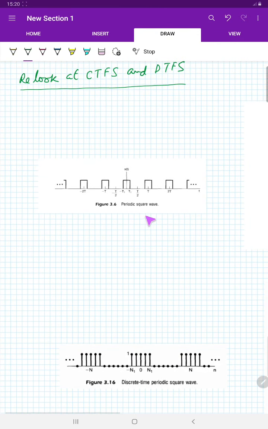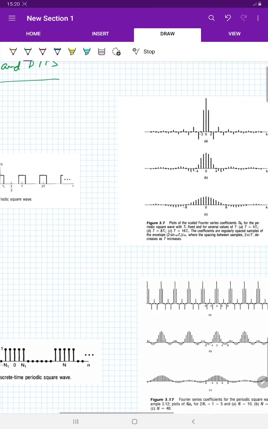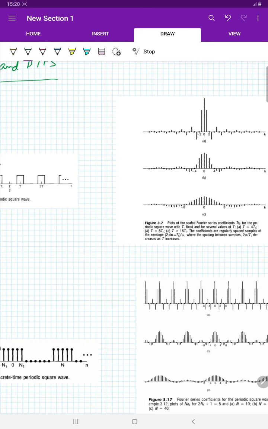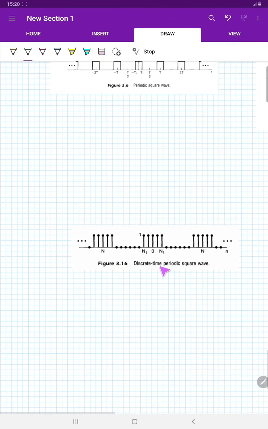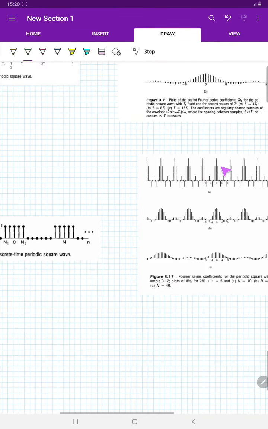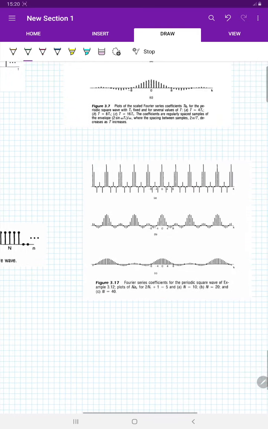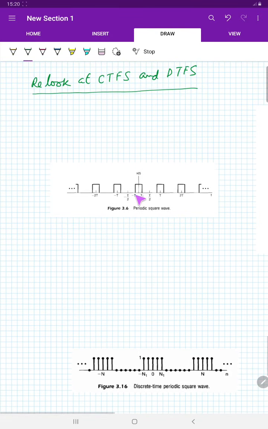So just to recap, just to highlight the difference. Again, this is the square wave example. This is the continuous time periodic square wave, and it has a Fourier spectrum like this. And this is the discrete time periodic square wave, and it has a spectrum like this. So the important thing to remember here is the fraction of how much this is the period. It's from 0 to T. This is the period. Now this T1 here represents the fraction of the period where the signal is non-zero.